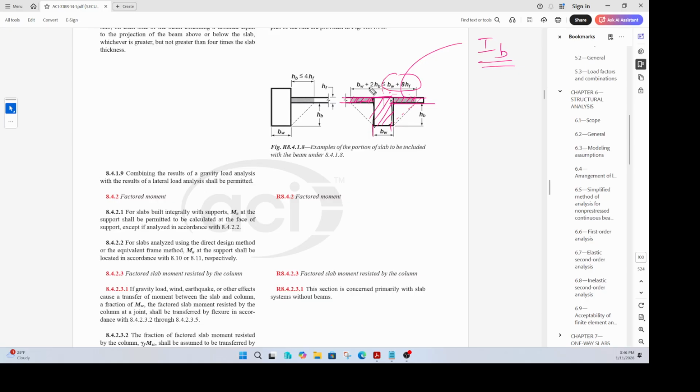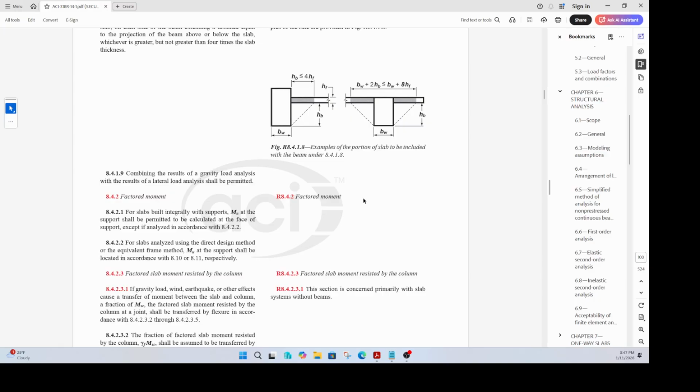The same thing, let's say you're at an end span. Here is your beam. You cannot consider just this as the beam. You have to consider a portion of the slab as your beam. The portion of the slab that you need to consider as beam is given by that particular rule. Again, you go here and find out the dimension. If that dimension is less than 4HF, then you consider that portion as part of your beam.